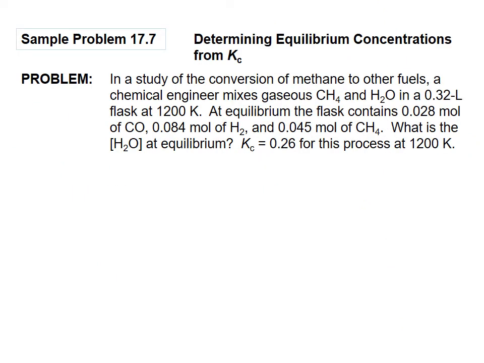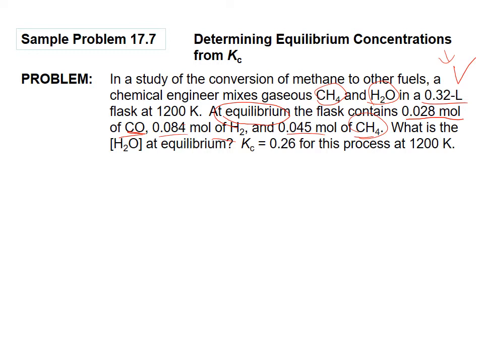Sample problem 17.7. A chemical engineer mixes two gases, methane and water, in a flask, 0.02 liter, so that's the volume, at 1200 Kelvin. At equilibrium, the flask contains this number of moles of carbon monoxide, so that must be a product, and 0.084 moles of hydrogen, that's another product, and 0.045 moles of methane, so that means some methane is unreacted, still left. So these are the equilibrium numbers of moles. With this number of moles and the volume, we can calculate the equilibrium concentration.